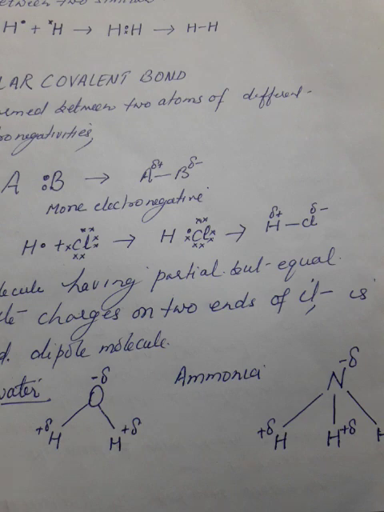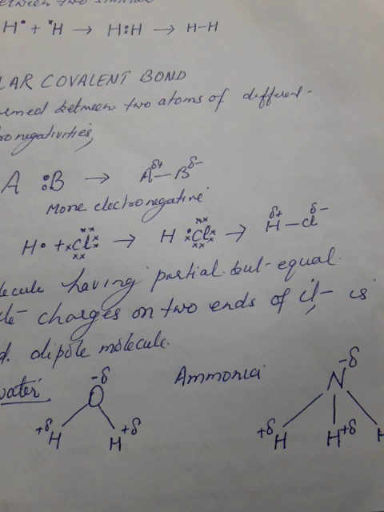A covalent bond formed between two similar atoms, or atoms with little or zero electronegativity difference, is called a non-polar covalent bond. So you should also know what electronegativity is. Electronegativity is the tendency to attract the shared pair of electrons towards itself. Is it clear what electronegativity is? Tendency to attract the shared pair of electrons towards itself. So in detail, what is a non-polar and what is a polar covalent bond?